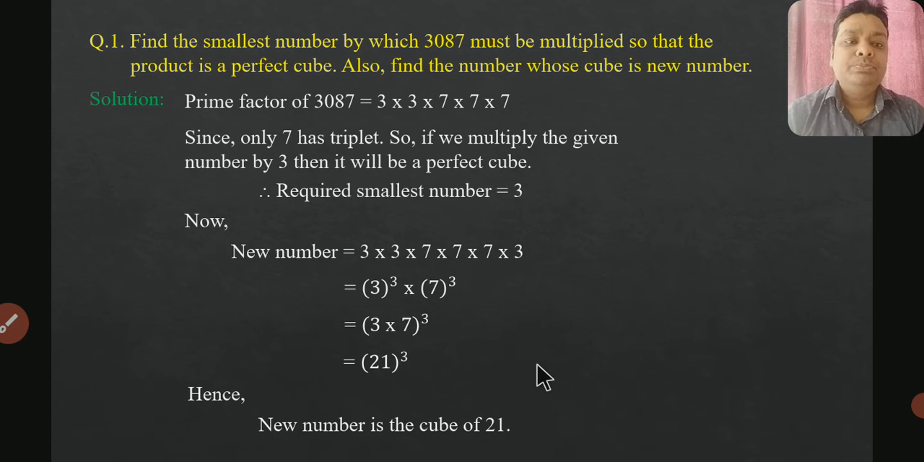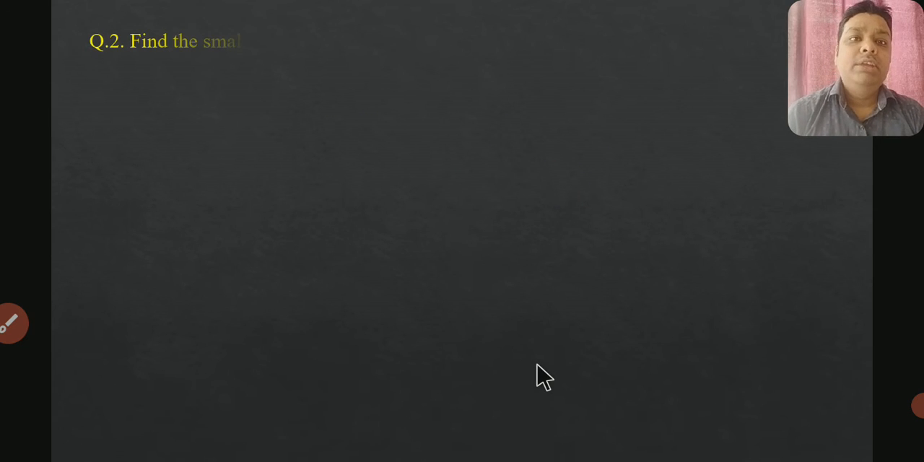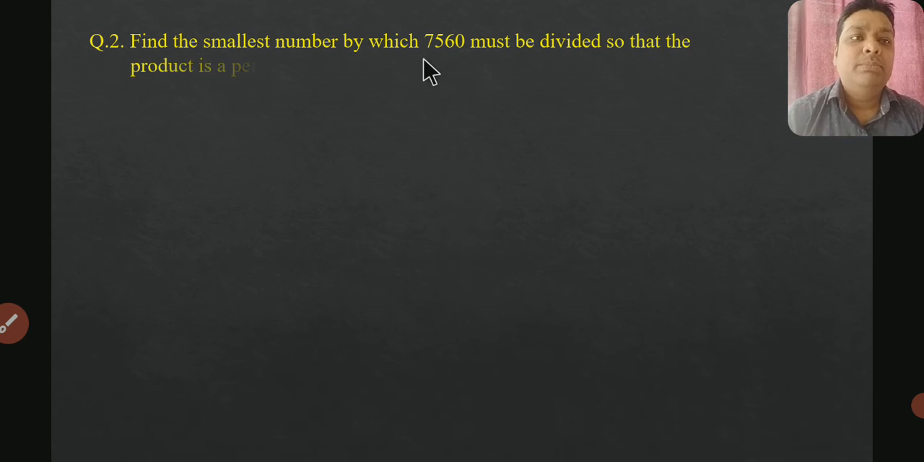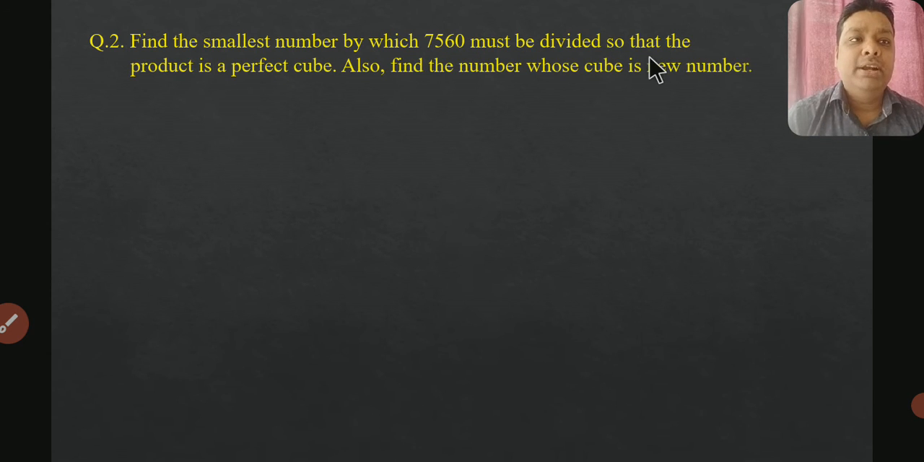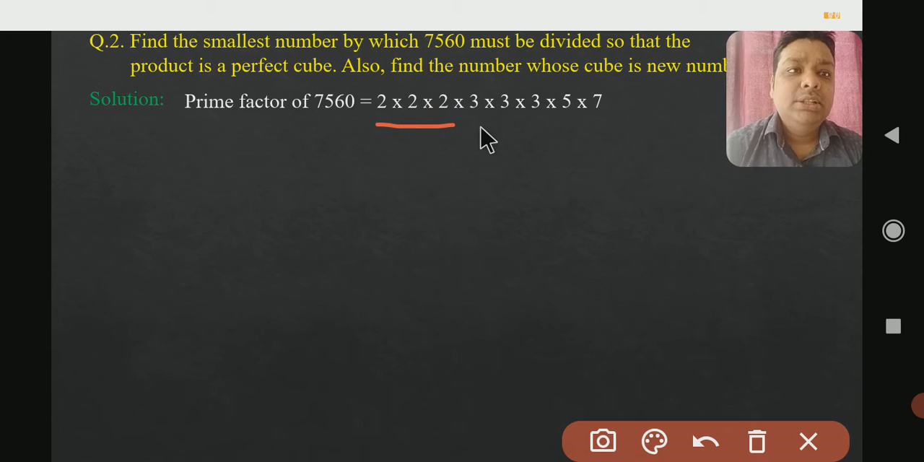Okay, so this is the question. Now the next question. In the previous one we saw multiplication. Now in division, we have to find the smallest number by which 7560 must be divided so that the quotient is a perfect cube, and then find the number whose cube is the new number. At first we will find the prime factors of 7560. We will get 2 three times, 3 three times, and one 5 and one 7 only. Here you can see that this 2 has a triplet, this 3 also has a triplet, but there is only one 5 and only one 7, and here we have to divide, not multiply.